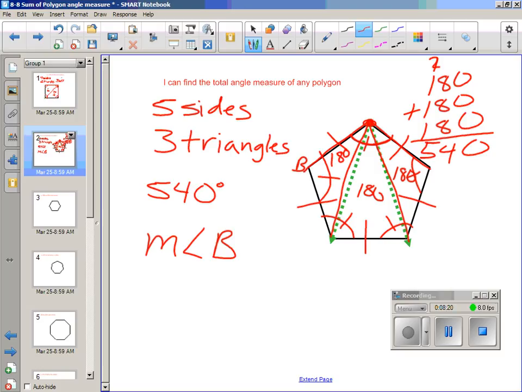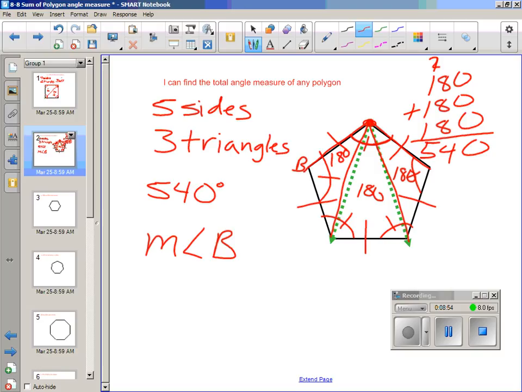I never watch videos. So how would we do it? How would we find just the measure of angle B? The grand total is 540 degrees. How many angles are there? No, how many angles are in this shape? 5. If there's 5 sides, there better be 5 angles, right? Say it again. I heard somebody say it. Say it again, please. Just repeat what she said then.